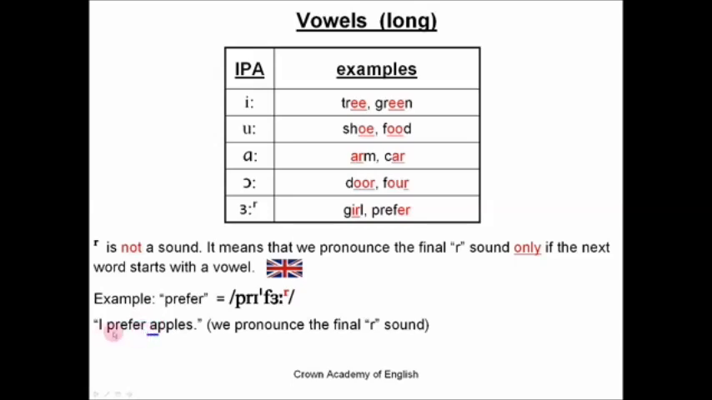So listen, we say, I prefer apples. But if the next word starts with a consonant, like here, then we do not pronounce the R. We simply say, I prefer pears. Okay.